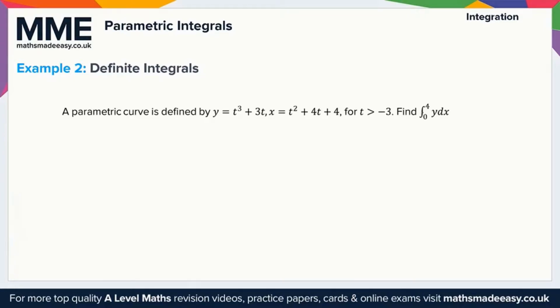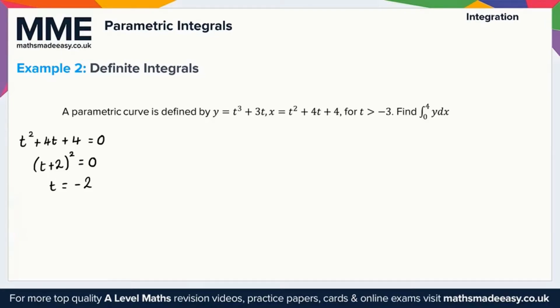So our first limit is when x equals 0. So I just set this quadratic equal to 0. If x is 0, then this quadratic is equal to 0. So we'd write here that t squared plus 4t plus 4 is equal to 0. And I'm just going to solve this quadratic for t. Well, this solves quite nicely. We can write this as t plus 2 all squared, which is equal to 0. And then we can solve for t, which gives us minus 2. Okay, so that's our first value of t.